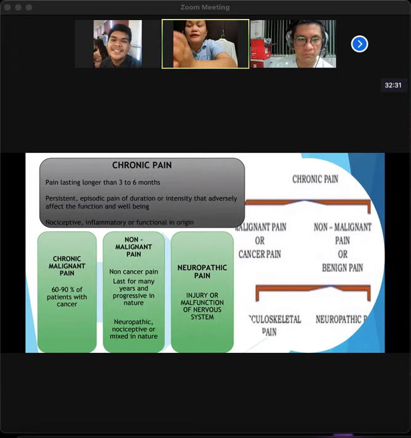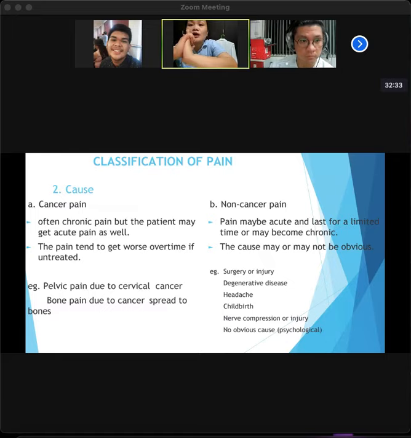The next classification of pain is according to their causes. It can be cancer pain or non-cancer pain. For cancer pain, it is often chronic pain, but the patient may get acute pain as well.